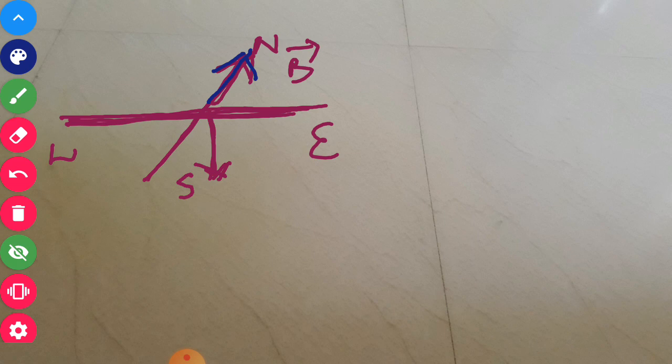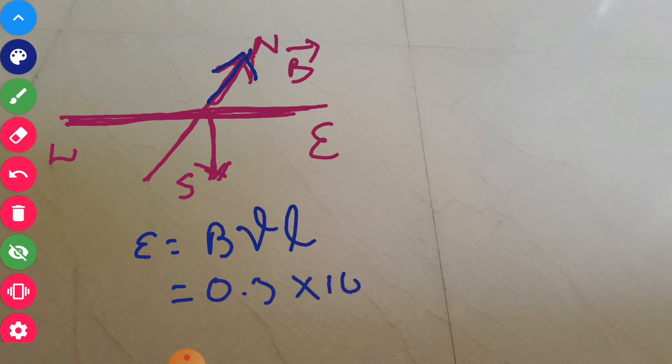And here the induced EMF E is equal to BVL. The horizontal component of the Earth's magnetic field B is given as 0.3 into 10 to the power minus 4, the velocity is given as 5 meter per second, and the length of this wire is given. If you simplify this, you will get the value of the electromotive force. The question is, what is the direction of EMF?